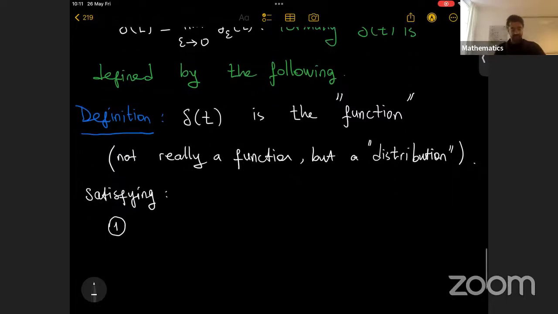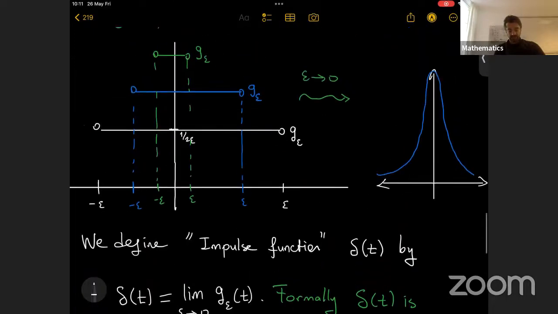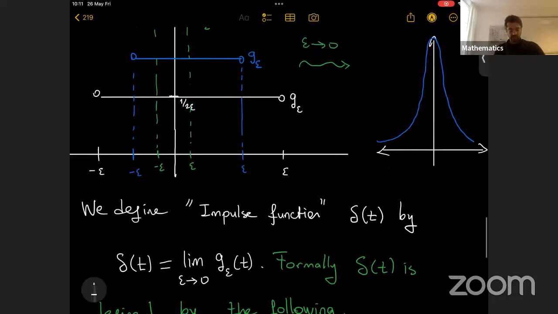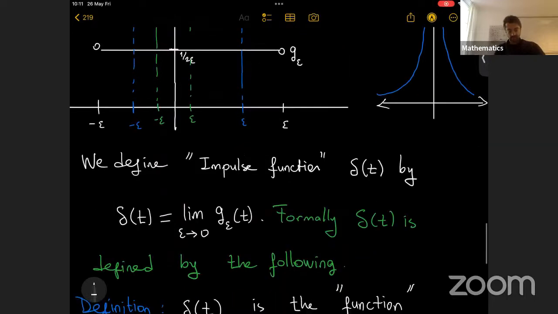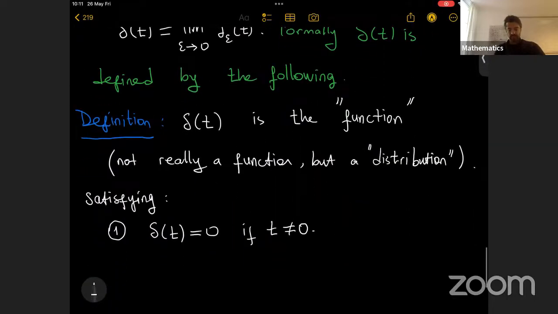The first one is delta t is 0 if t is different from 0. So this you can see from the picture as well, right? As epsilon goes to 0, that means you will exclude any number except for 0. And outside of the interval, the functions are 0. So in the limit, delta t will be 0 if t is different from 0.